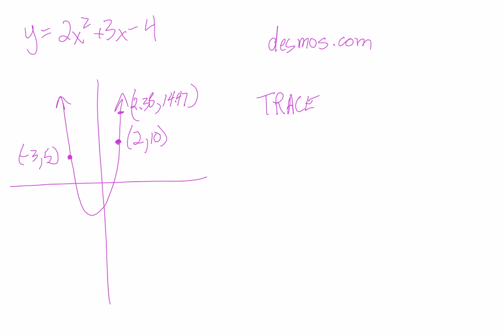There are a couple of key features of a graph. One of them is the y-intercept. The y-intercept is the location where it crosses the y-axis. Remember, this is our x-axis, this one's our y-axis. So we're looking, where is the y-intercept? Where is it going to intersect the y-axis? Once you have your graph, once again you can use trace, or on Desmos you can actually click on that point. They give you that point, and in this case it gives you (0, -4).